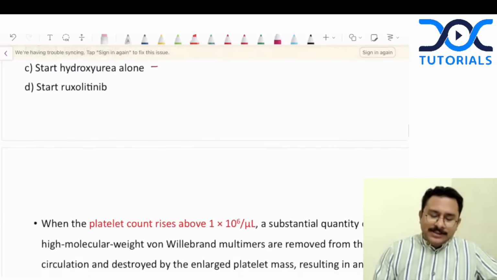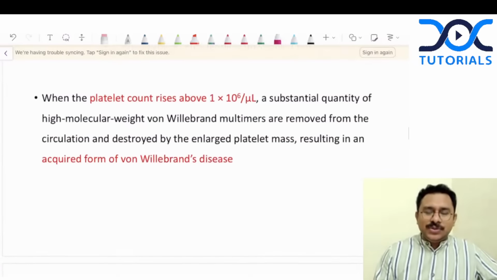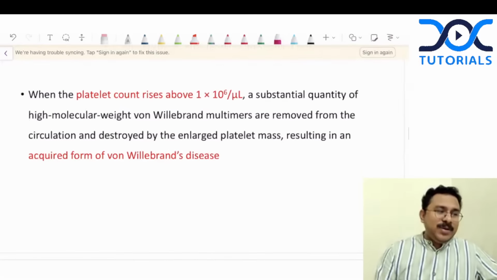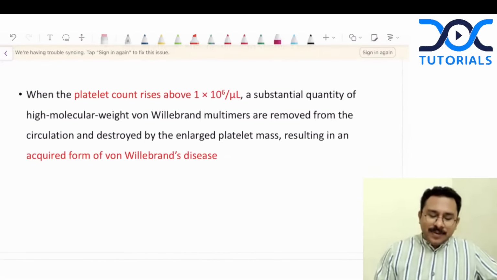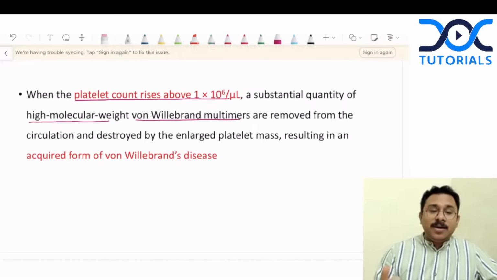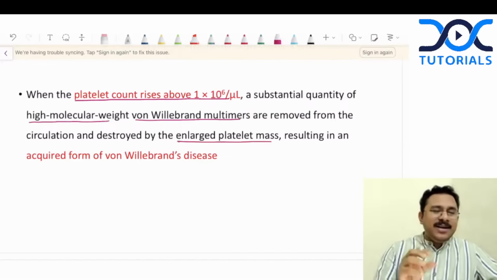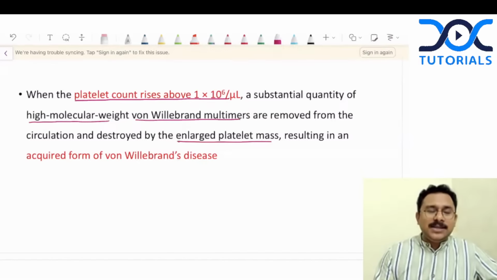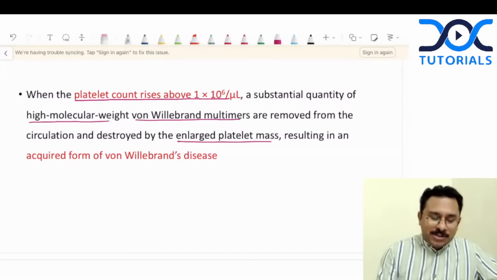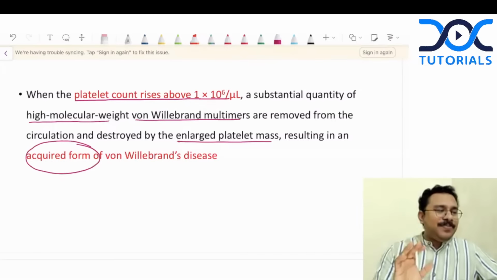Do you know why? See, when there is a massively elevated platelet count in case of essential thrombocytosis, there is one problem that can happen which everyone should know. That is, when there is a very high platelet count, you can have the high molecular weight von Willebrand factor multimers. They may be removed from the circulation and destroyed by this platelet mass. So you may have destruction of the von Willebrand multimers resulting in von Willebrand disease. What sort of von Willebrand disease? An acquired form of von Willebrand disease. So there is a problem of this.